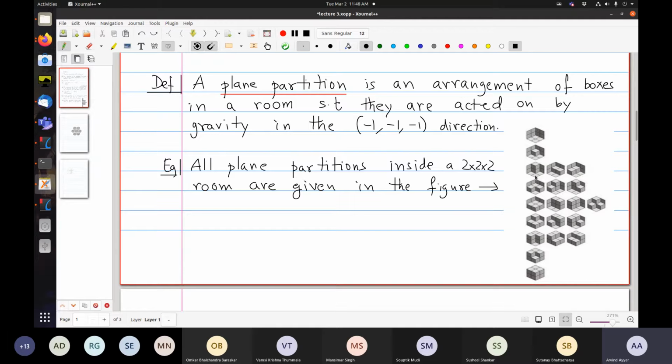Okay, so if you have two boxes, they can be stacked one on the other. They can be two sticking to the right wall, two sticking to the left wall, three similarly that way, and four this way, and five this way, and so on. And the maximum is 8, where all cells are occupied. So is this clear?